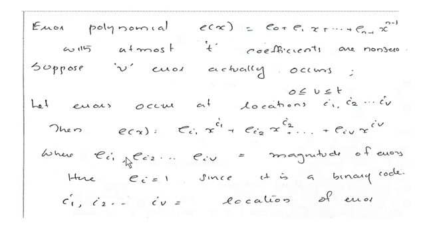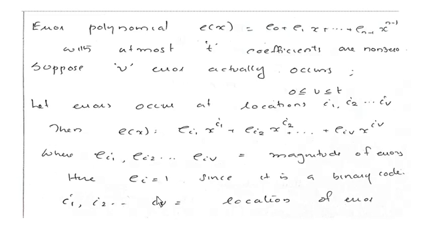For the error polynomial, we can take e of x equal to e0 plus e1x plus up to en minus 1 x raised to n minus 1, with at most t coefficients non-zero. Suppose v errors actually occur. We are taking that we can correct at most t errors, so here we assume the code has v errors where v is less than or equal to t. Let errors occur at locations i1, i2, up to iv. Then e of x we can write as magnitude times location: e i1 into x raised to i1 plus e i2 into x raised to i2 plus up to e iv into x raised to iv, where e i1, e i2 up to e iv are the magnitudes of errors, and each ei can be taken equal to 1 since it is a binary code. Then i1, i2 up to iv are the locations of errors. So we have an error polynomial.